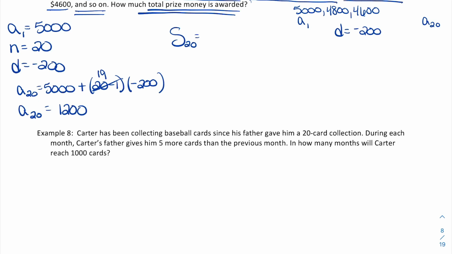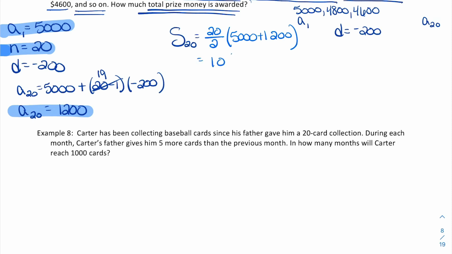Okay. So I'm going to take the first and the last terms and the number of terms and find the total prize money awarded. So that's going to be 20 divided by 2 and then 5,000 plus 1,200, which is 6,200, times 10, pretty easy mental math on this. So there is $62,000 worth of prize money. Okay? Very good.